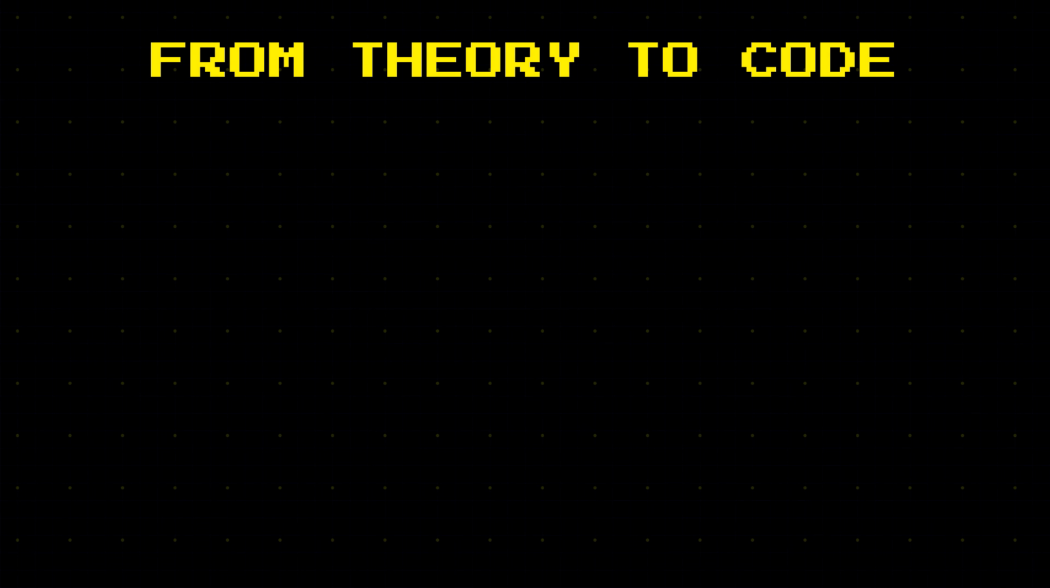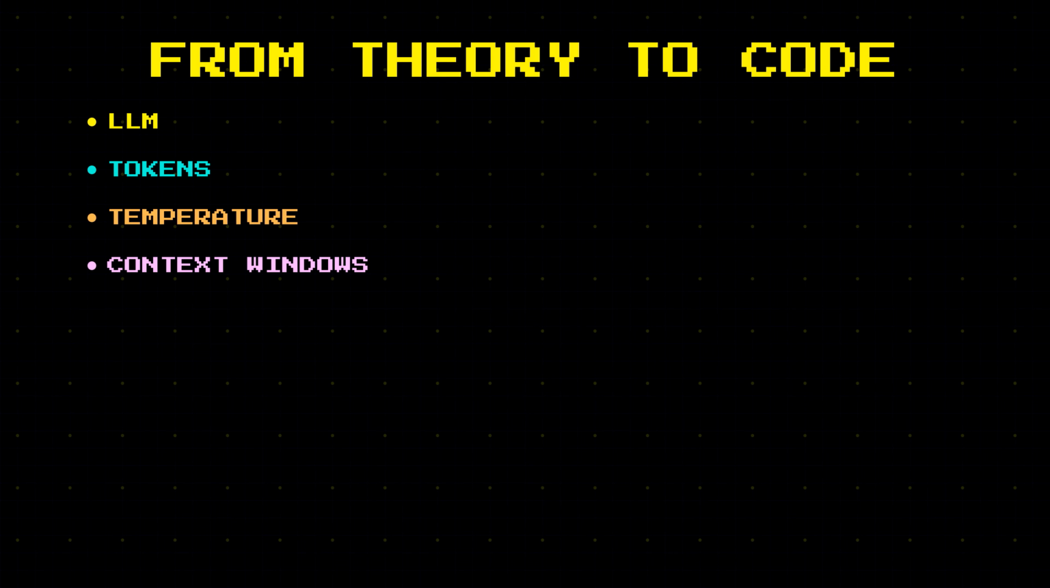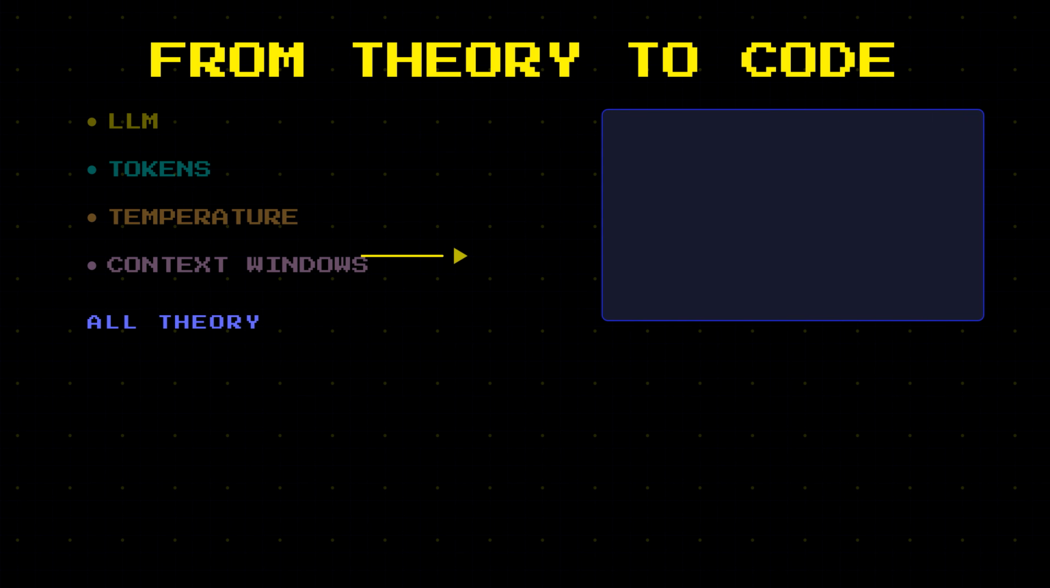You've spent the last few lessons learning what an LLM is, how tokens work, what temperature does, and how context windows limit attention. All theory. Now it's time to write code. By the end of this lesson, you'll have a Python program that sends a message to an LLM and prints the response. 7 lines of code. Every concept from the previous lessons will have a concrete home in that code.